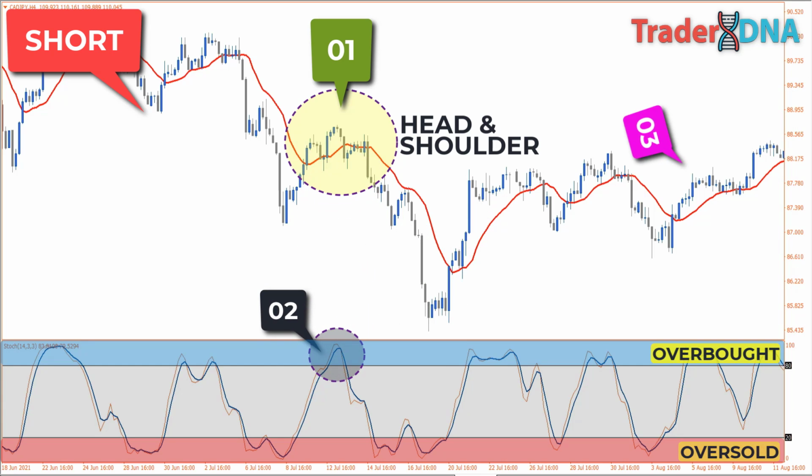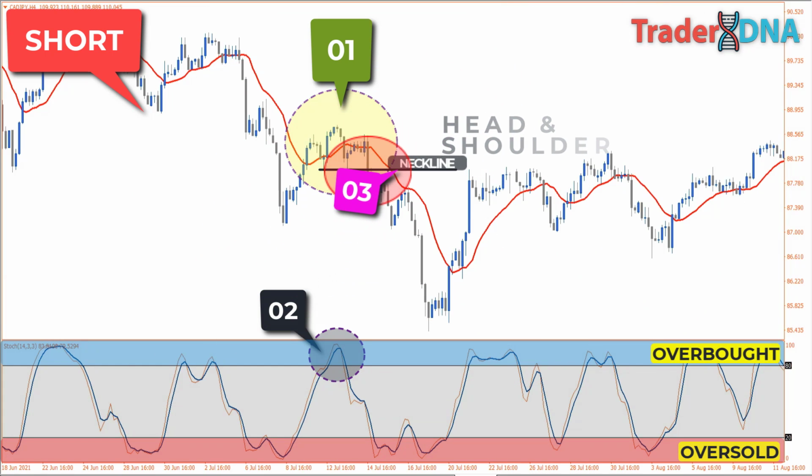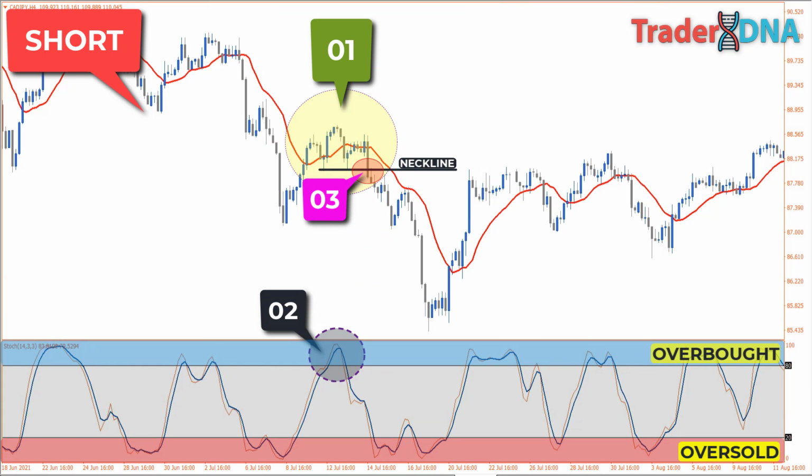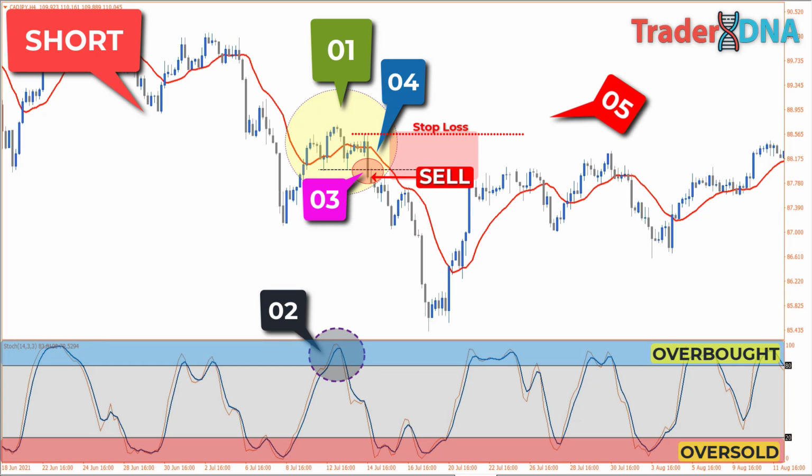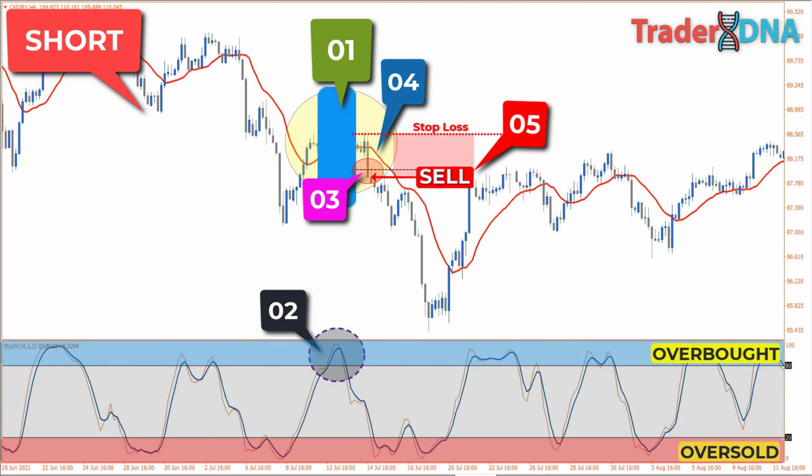Rule number 3. We wait for price action to move lower than the neckline after the peak of the right shoulder. Rule number 4. Price is below the 14-period EMA line. Rule number 5. Open a sell position with stop loss above the nearest swing high. The minimum profit target is the distance between the head and the neckline.